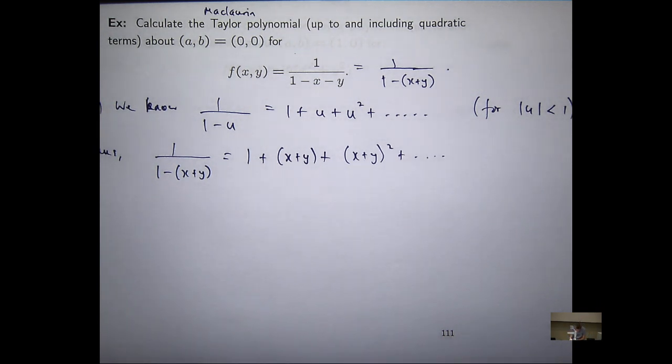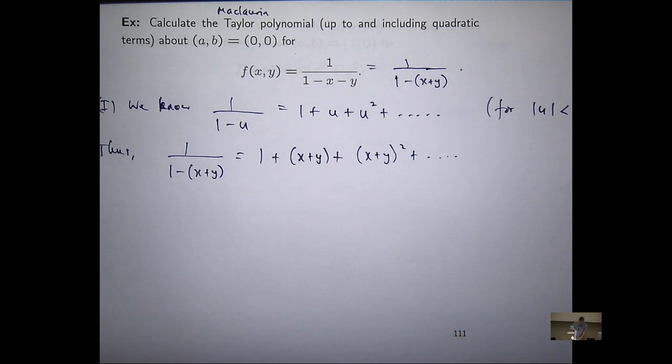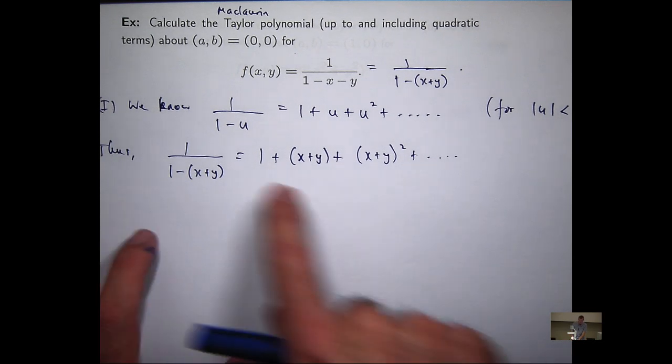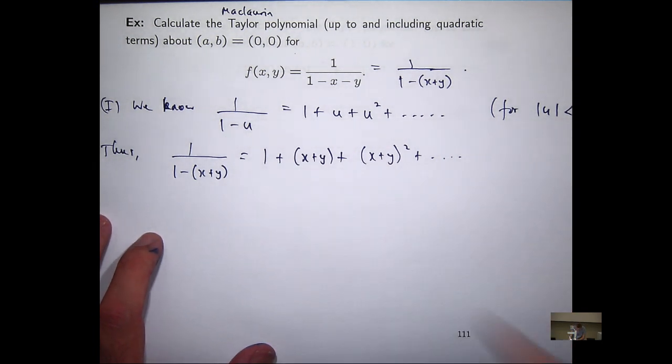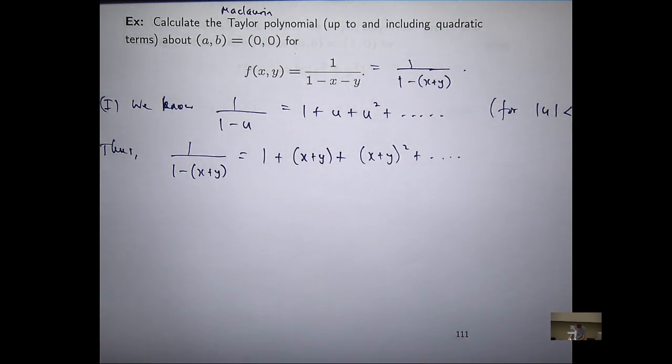So what will our t sub 2 be? Well, it would just be the first three terms, because that last term is going to give us an x squared, a y squared, and a 2xy.